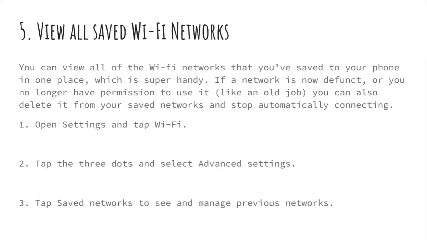View all saved Wi-Fi networks. You can view all of the Wi-Fi networks that you've saved to your phone in one place, which is super handy. If the Wi-Fi network is defunct or you no longer have permission to use it, like an old job, you can delete it from your saved networks to stop automatically connecting. Open Settings, tap Wi-Fi, tap the three dots and select Advanced Settings. Tap Saved Networks to see all and manage previous networks.